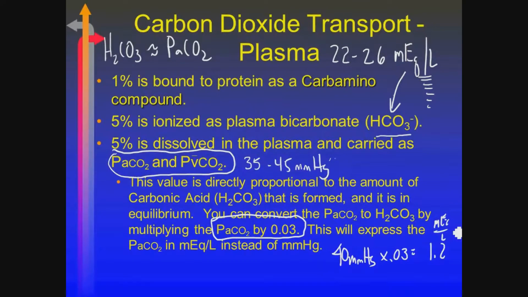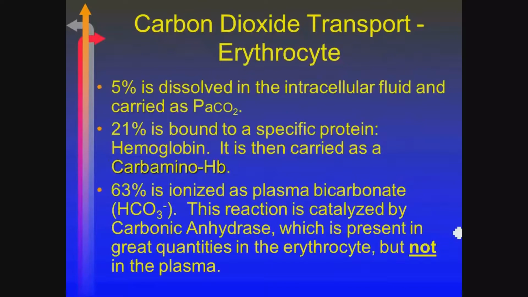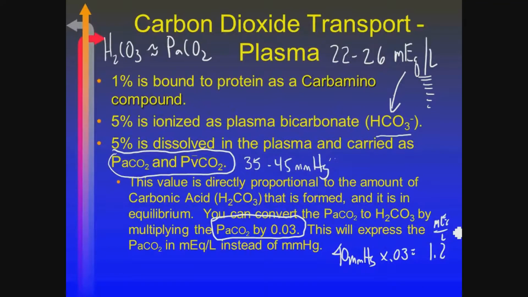PaCO2 times 0.03. And we'll find it's an important component there. So we have three ways: dissolved, attached as a protein, and as plasma bicarbonate. That's how CO2 is carried inside the plasma.